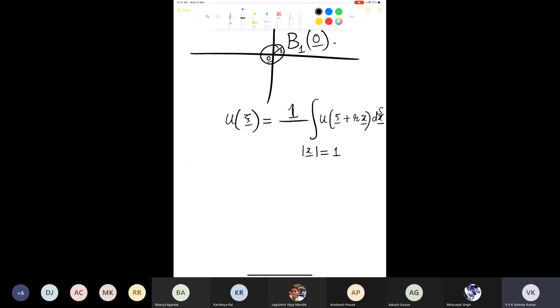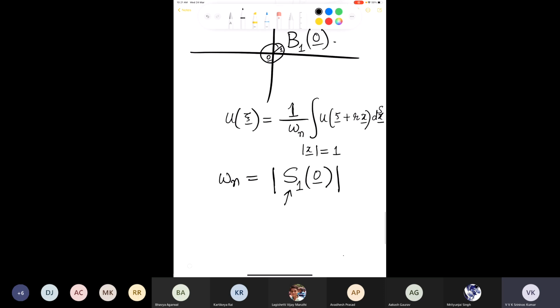What is omega n? Omega n is the measure of the unit sphere centered at the origin in n dimensions, the unit sphere in Rn. For us, it is just omega 2 in 2 dimensions.